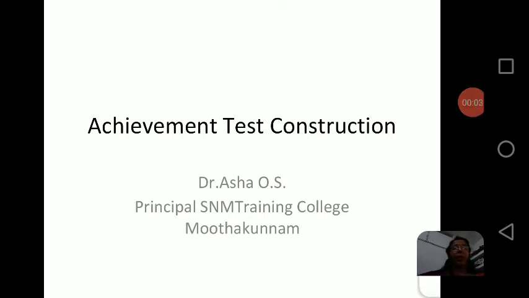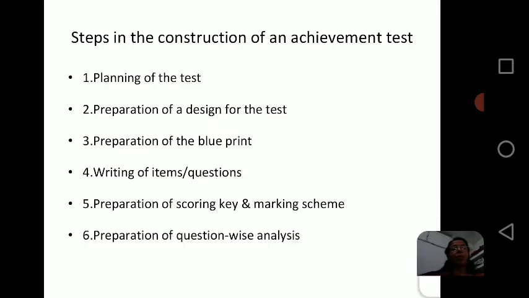Okay, dear all, we shall move on to the second segment of the topic achievement test, that is achievement test construction. You might have constructed a lot of achievement tests for your students, and here we shall discuss the scientific process behind the test construction. Let us see what are the steps in the construction of an achievement test.